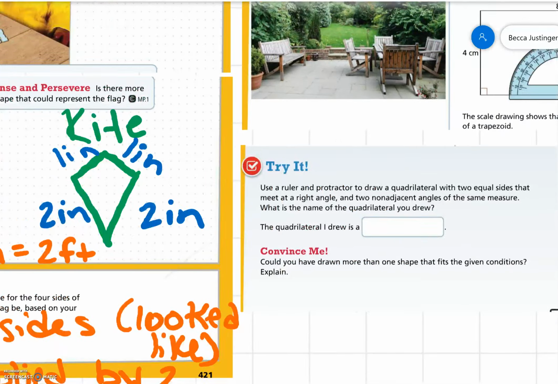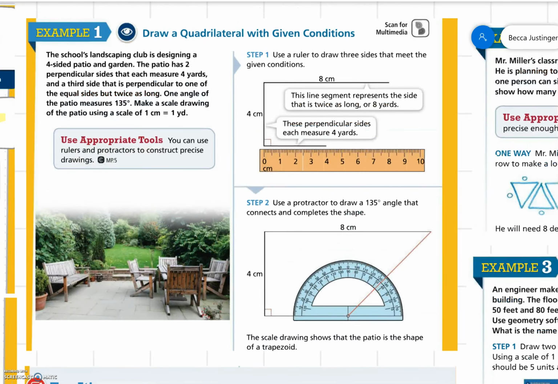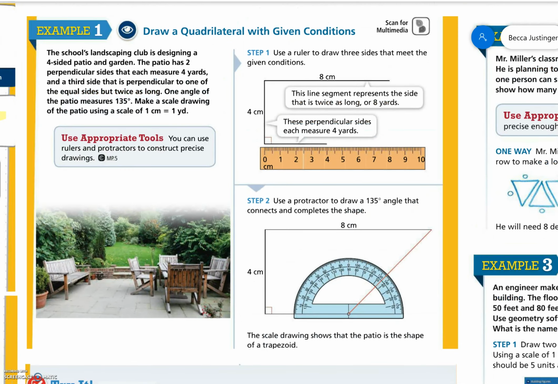All right, example number 1. The school's landscaping club is designing a 4-sided patio and garden. The patio has 2 perpendicular sides that each measure 4 yards, and a third side that is perpendicular to one of the equal sides but twice as long. One angle of the patio measures 135 degrees. Make a scale drawing of the patio using a scale of 1 centimeter equals 1 yard.